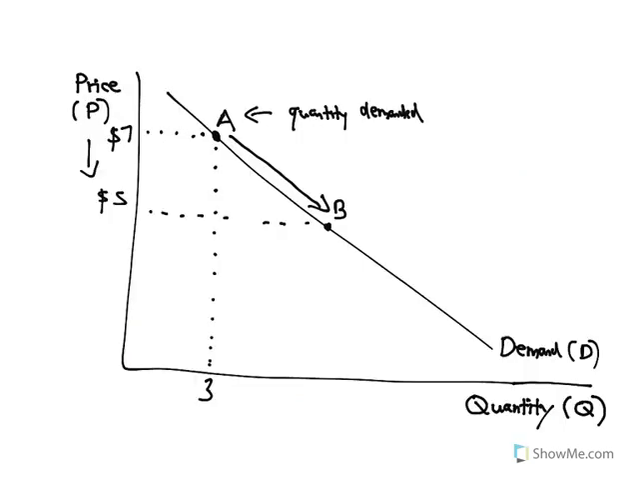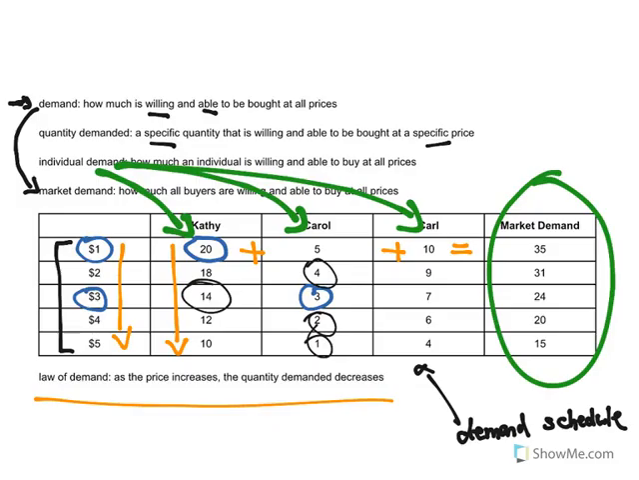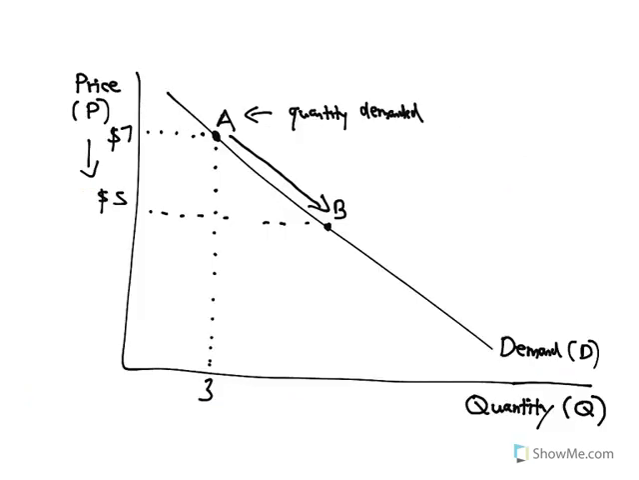Now, this could also be an individual demand curve. We could have just used the price column and Kathy's column to make an individual demand curve, or we could have used the price column and the market demand column to make a market demand curve. Unless a question specifies, we can assume this is a market demand curve, showing everyone's demand for a product at whatever price.